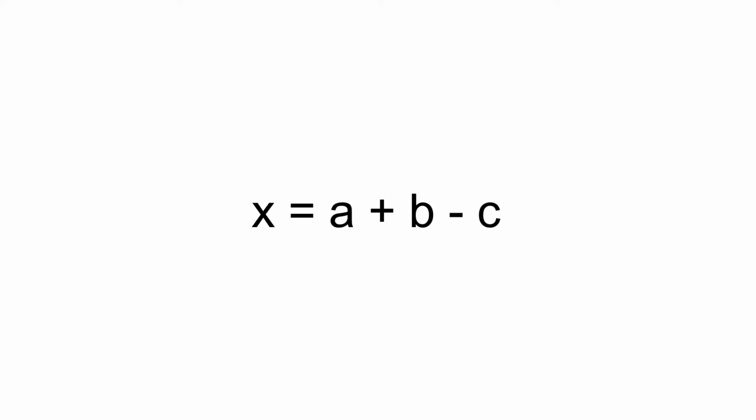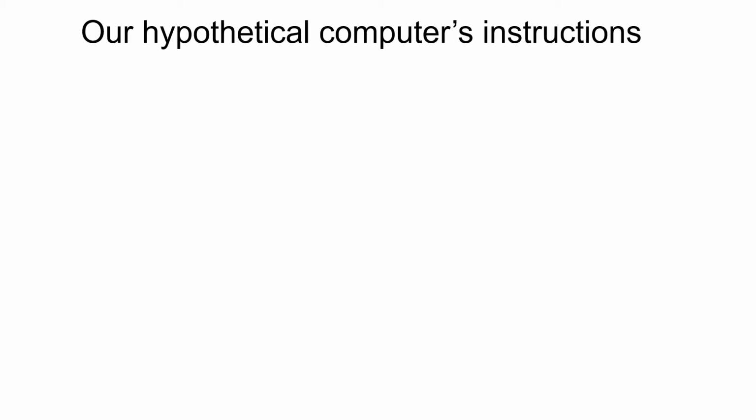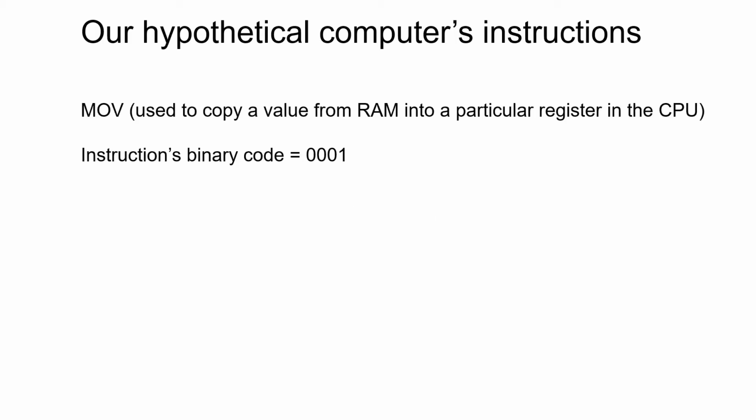So in our example, we're not going to be using any specific computer, but our own hypothetical computer with its own hypothetical instruction set. Let's look at some of our computer's instructions. The first instruction we'll look into is the instruction move, which has the binary code 0001. It's used to copy a value from the computer's RAM into a particular register in the CPU.